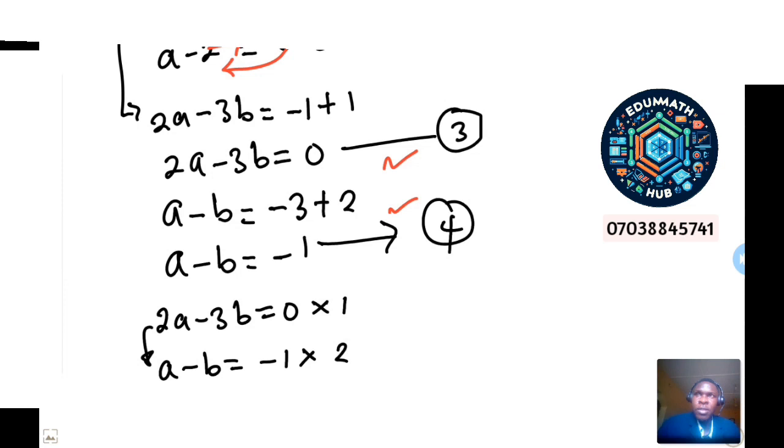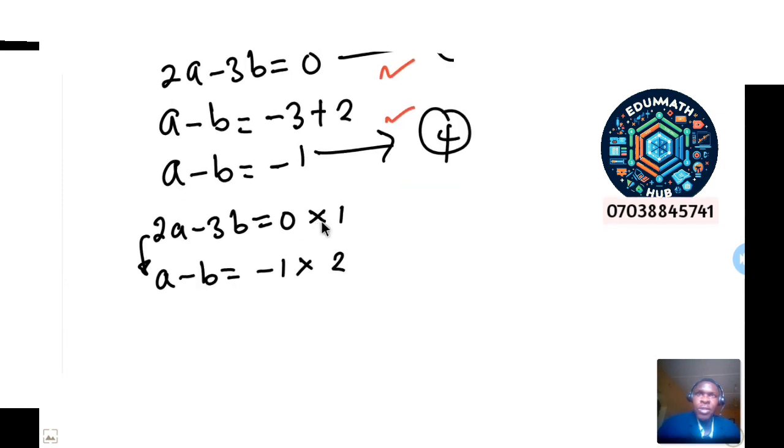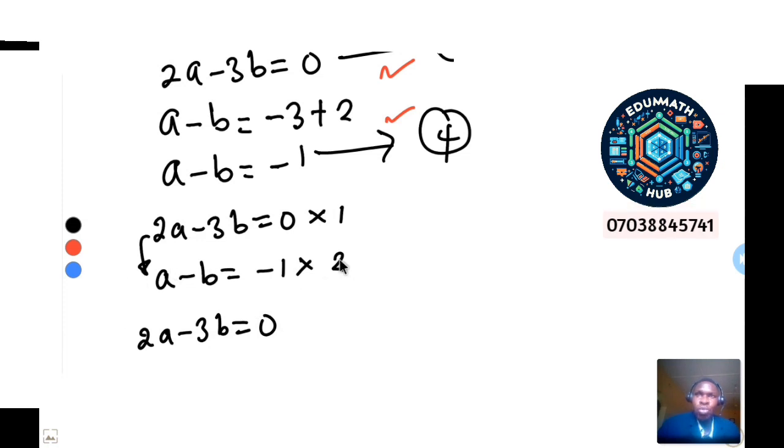If you multiply everything here by 1, you get the same thing. So you have 2a minus 3b is equal to 0. Then I'm multiplying everything here by 2. So 2 times a, 2a, minus 2 times b, 2b. 2 times minus 1, minus 2. Then I'm going to subtract. So I'll subtract 2a minus 2a.